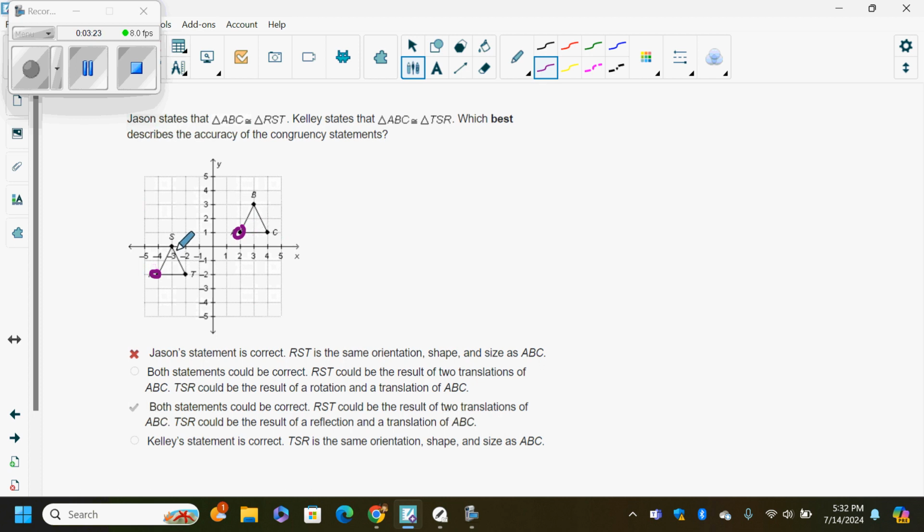then S, and then R. However, these two triangles are equilateral or isosceles, so they're symmetrical. So it doesn't matter which order they go in because they're going to be the same. So that's why both statements could be correct, because even if I flip the shapes around, they would still be congruent to each other.